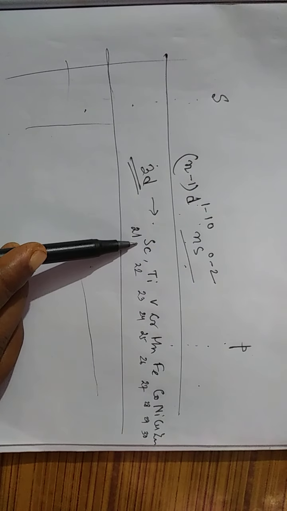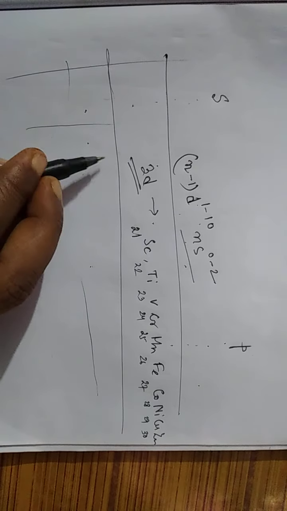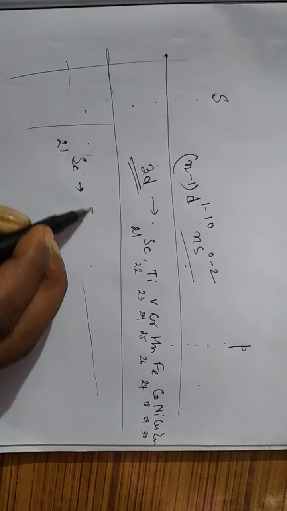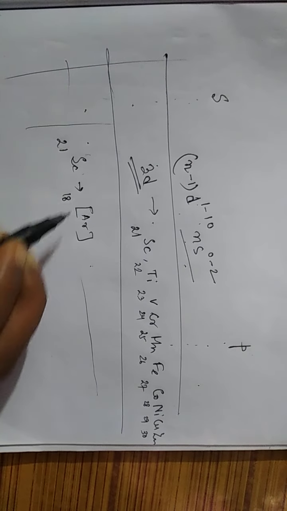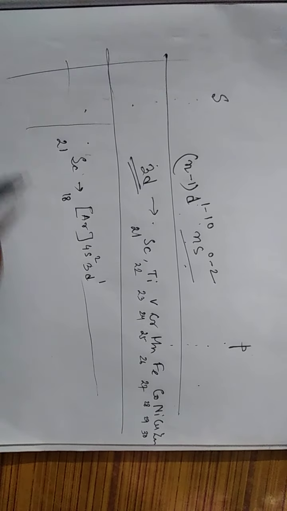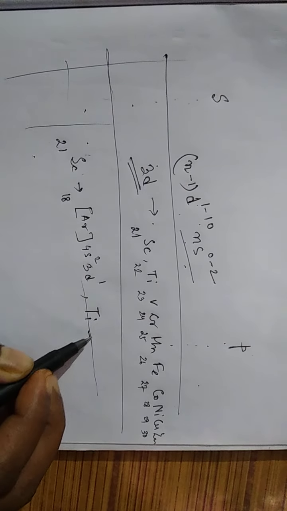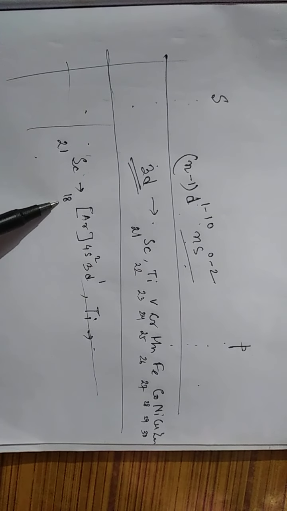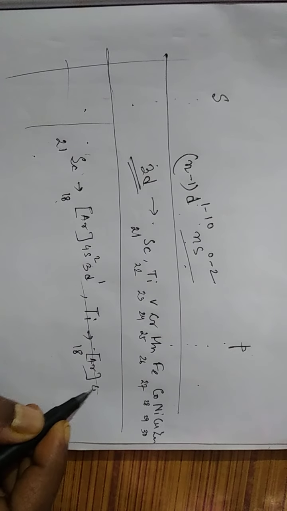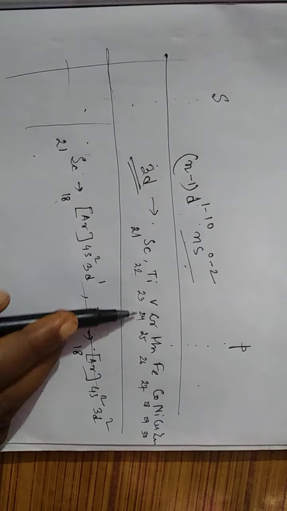So I am discussing the 3d series electronic configuration. What is the electronic configuration of all these elements? Scandium is 21, that means argon 18, then 4s2, then 3d1. If you are talking about titanium, it will be argon 18, then 4s2, and as titanium is 22, it will be 3d2. Like this way you have to fill up.